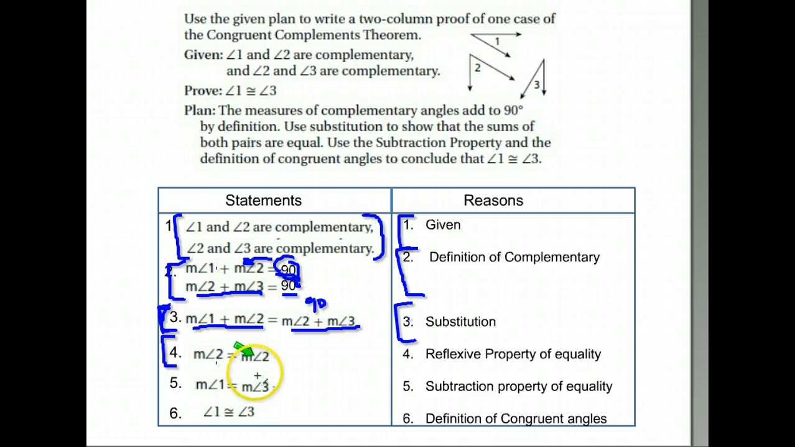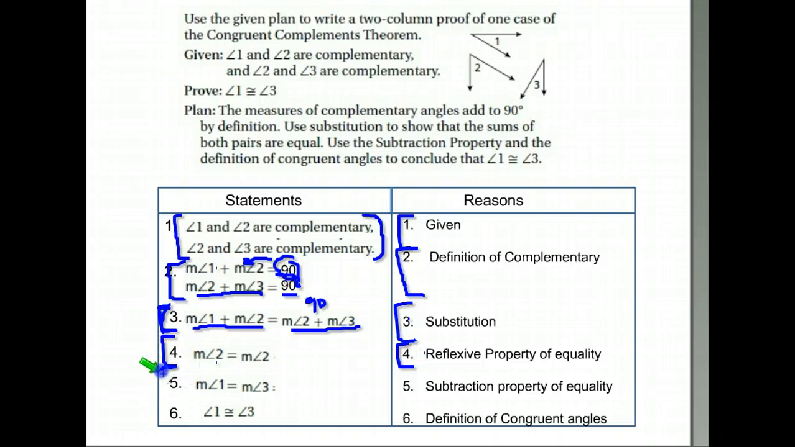As we continue through the proof, we get the measure of angle 2 equals the measure of angle 2. How do we know that? Well, it seems obvious. Angle 2 is going to be equal to itself. It has a specific name, the property that everything is equal to itself. It is called the reflexive property. And again, that's one you'll want to have in your notes. So when you go back and you're like, oh, what's that property where something's equal to itself? You'll be able to look and say, okay, that's reflexive.